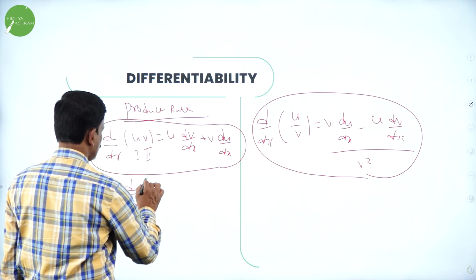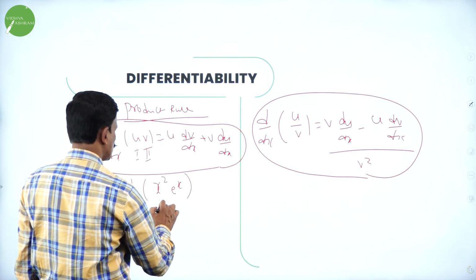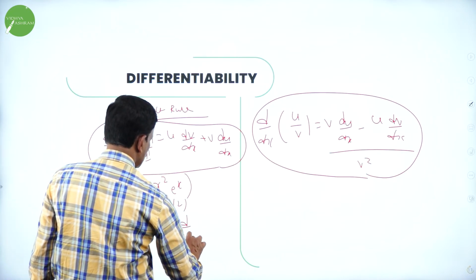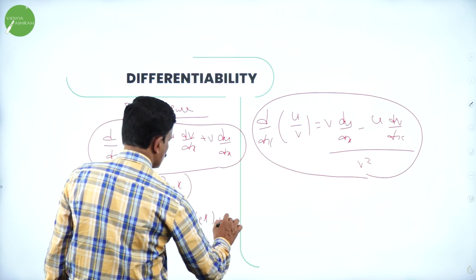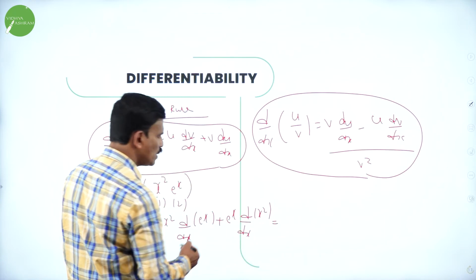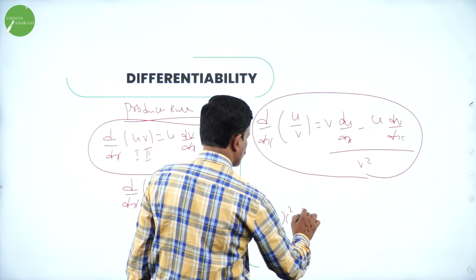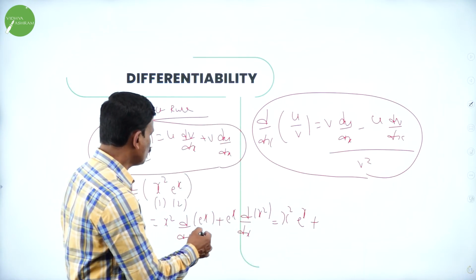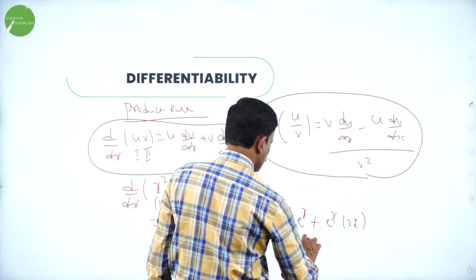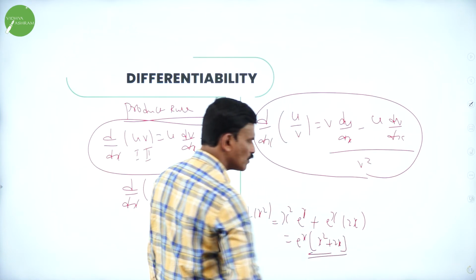If it is like this, d by dx of x square into e to the power of x. So let us consider this first function and second function. x square constant, d by dx of e to the power of x plus e power x constant, d by dx of x square. So wherever d by dx, differentiate it. So x square into differentiation of e to the power of x is e to the power of x plus e to the power of x into differentiation of x square is 2x. So you can take e power x common factor out. x square plus 2x is the differentiation of the given function.